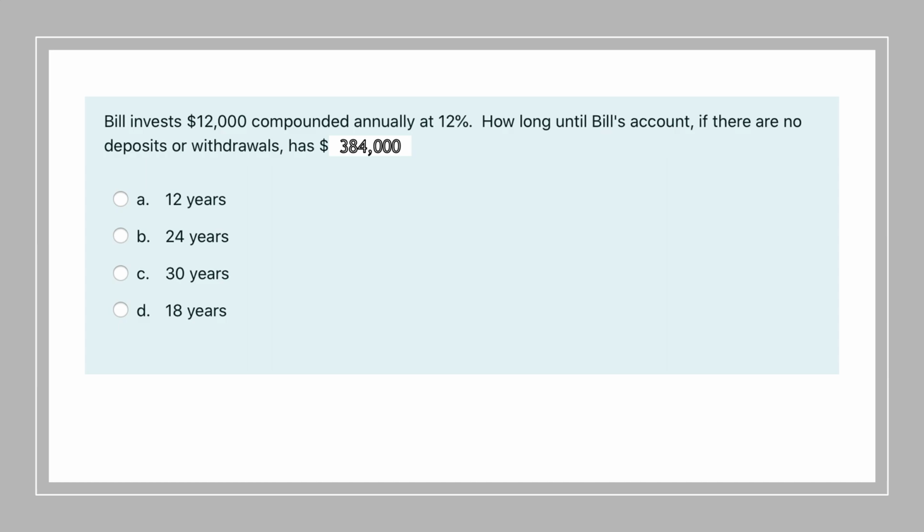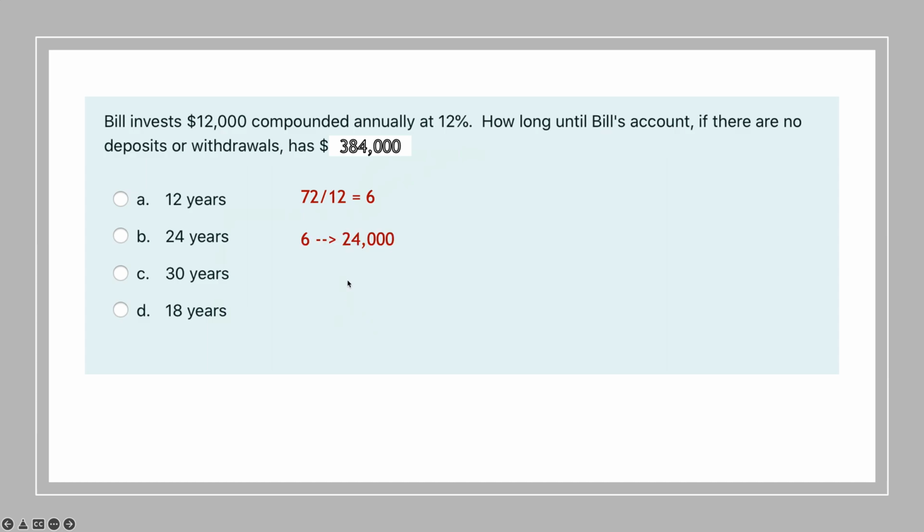Okay, so how long until it's worth more, if it's compounded annually at 12%, with no deposits or withdrawals? He has $384,000. So the big hint here is we're looking at doubling things. We're looking at the rule of 72, because 72 divided by 12 is 6, and these are all multiples of 6. That's kind of the hint that suggests you go in this direction.